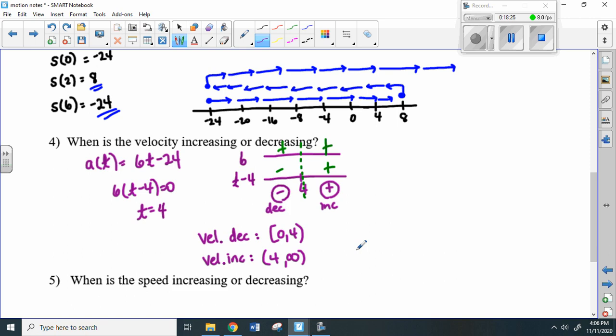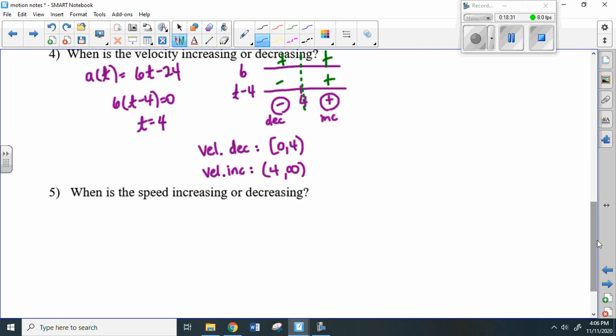It's changing from increasing to decreasing at time 4. It's staying constant at that very instant. All right, and now it's a very different question when I ask when speed is increasing or decreasing. So I don't want to know is it increasing or decreasing. I want to know when is it increasing or decreasing. And these are intervals.